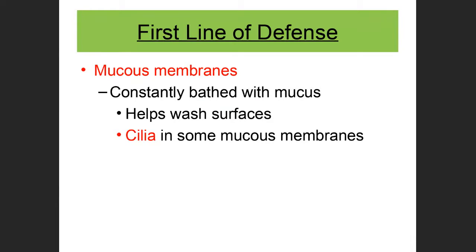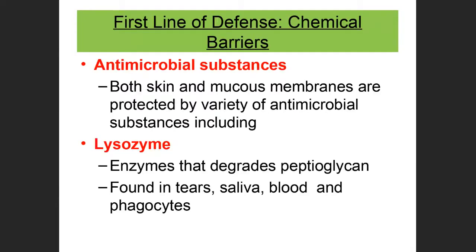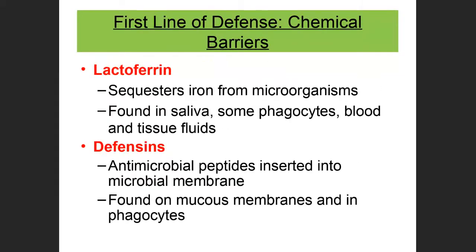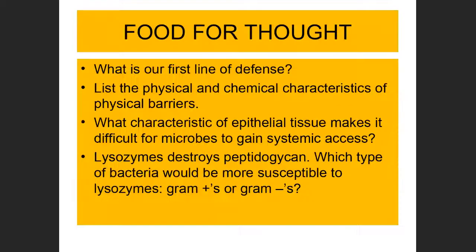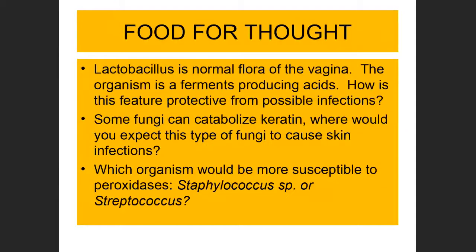Mucous membranes, again, typically have mucus or cells with cilia. Some of the antimicrobial substances secreted by skin and mucous membranes will be lysozymes, lactoferrins, defensins. So be prepared to recognize or come up with some of these examples of chemical protections.